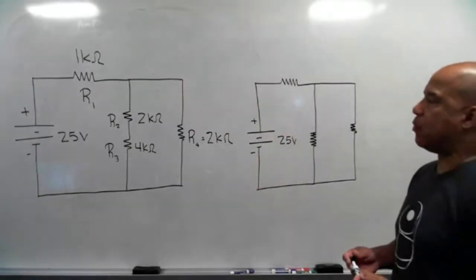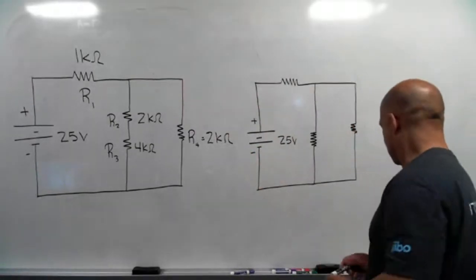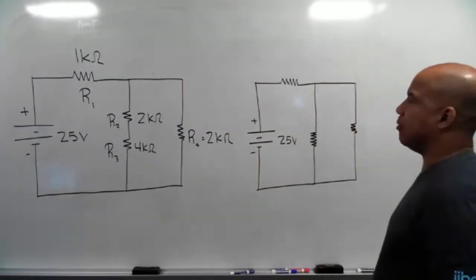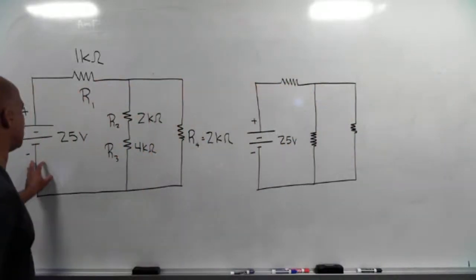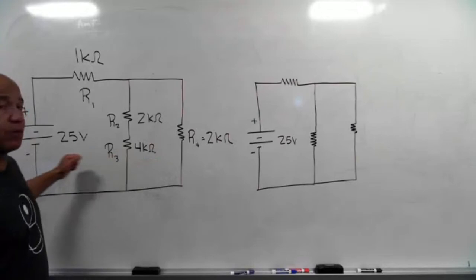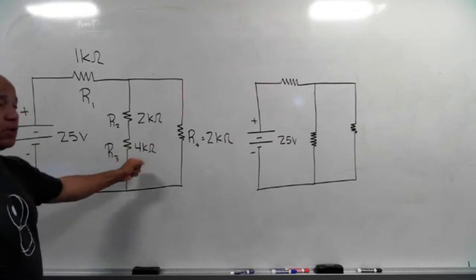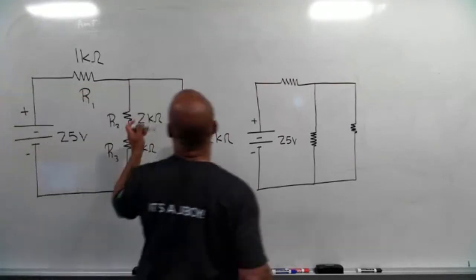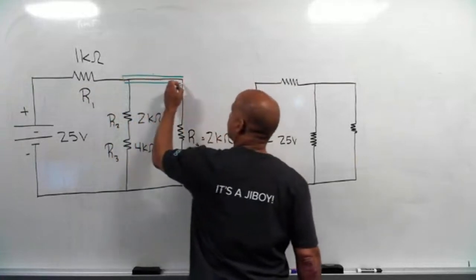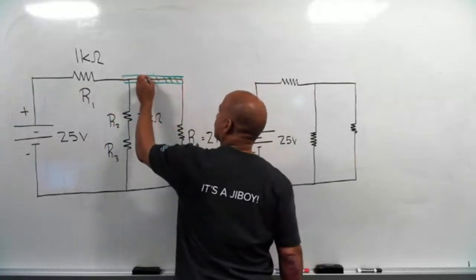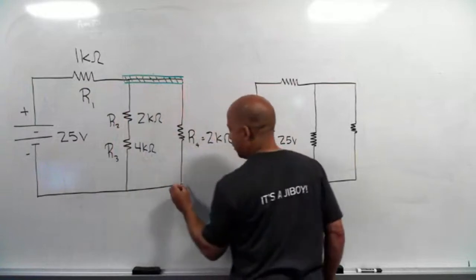Okay, you guys can keep working, but I just want to get this started. So what I'm going to do is start from the part of the circuit furthest away from the voltage source. The voltage source is on the left, so I'm going to start on the right. I'm going to identify my nodes. I've got a node here, and I've got one at the bottom.